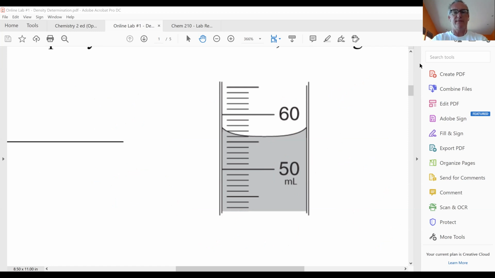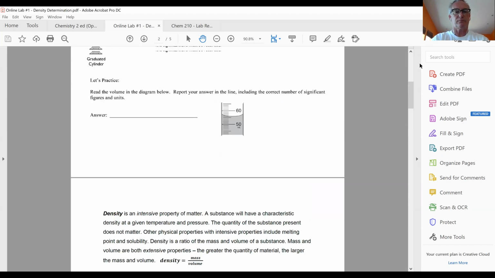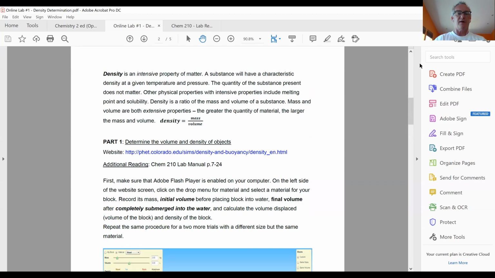All right, so let's see what we're going to be doing today. So have a look. Now, when I say density is an intensive property of matter, what does that mean? Just reading that, what does that mean to you? Hopefully you've read this already. Who can tell me the difference between an intensive and an extensive property of matter? An extensive property could be something that you can observe visually of a certain object, but the intensive is more about the substance itself.